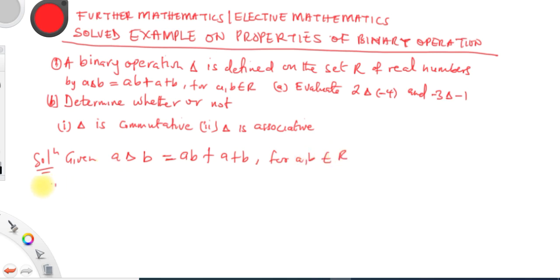And then we are asked to evaluate A. This is 1A. You have to evaluate 2 triangle negative 4. Okay, 2 triangle negative 4 is what you have. Know that this is equivalent to A triangle B. So what does it mean? It means that A is equal to 2, and B is negative 4.